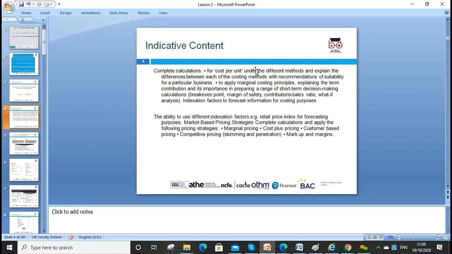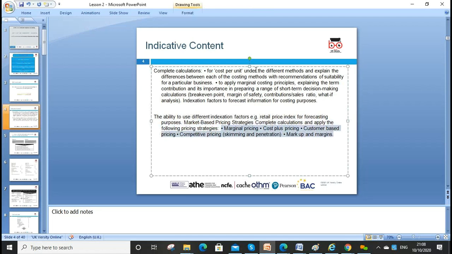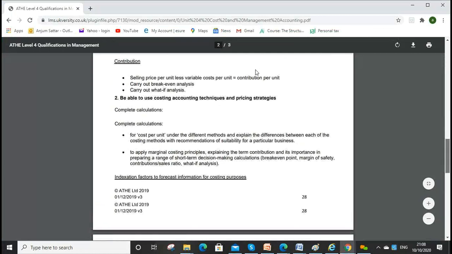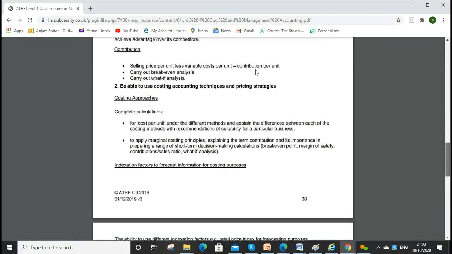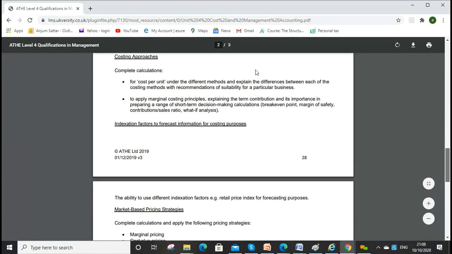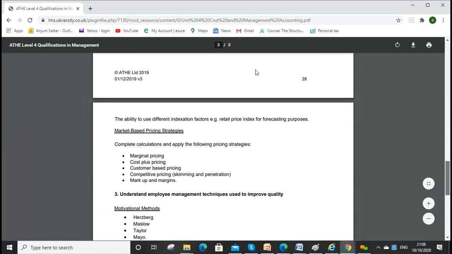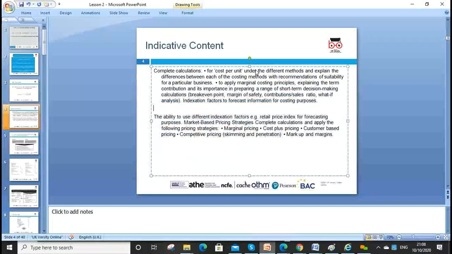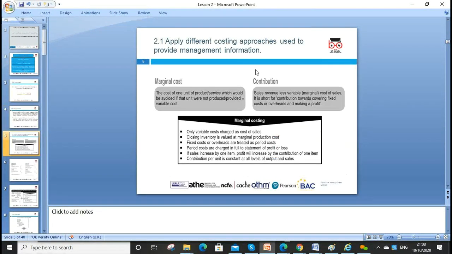We'll go through the pricing strategies such as marginal pricing, cost plus pricing, customer price pricing, markup and margin. That's all the key focus for today's lesson. You will see the costing approaches, indexation, that's the key element, and market-based pricing will also be a focus of today's lesson. Now let's move back to our lesson slides.